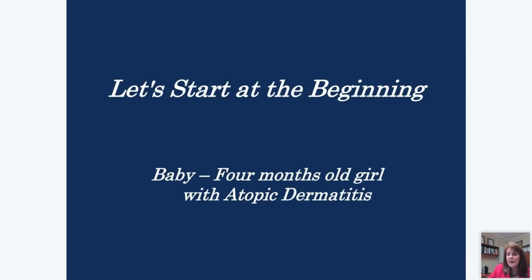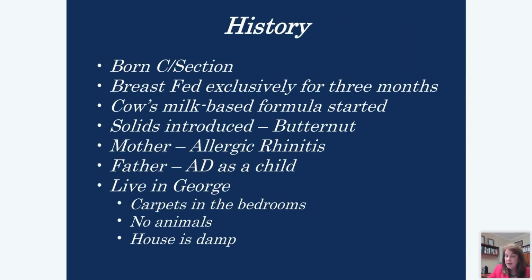So let's start at the beginning. We've got a baby, 4-month-old, a girl with atopic dermatitis. So the history, this baby was born by C-section, a cesarean, was breastfed exclusively for the first 3 months, and then mom had to go back to work. So she supplemented with a cow's milk-based formula. Solids were introduced. Baby is 4 months old, so solids were introduced at 4 months, and she opted for butternut. The mother has got allergic rhinitis. The father had atopic dermatitis as a child, but he's not symptomatic at the moment.